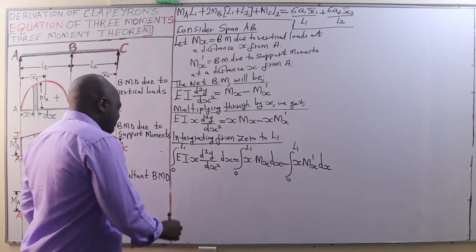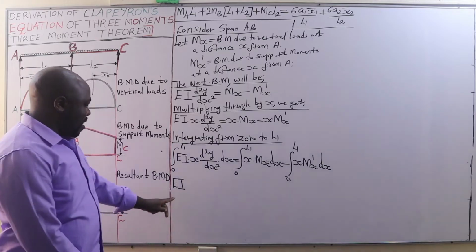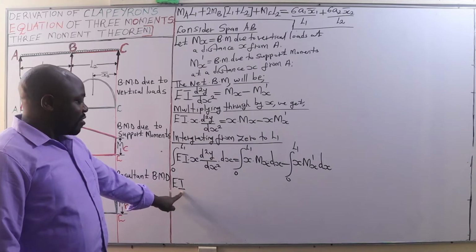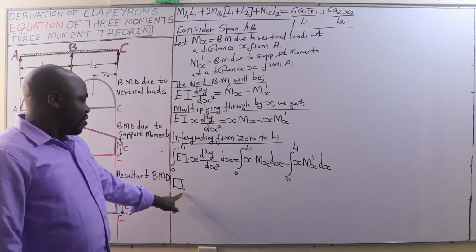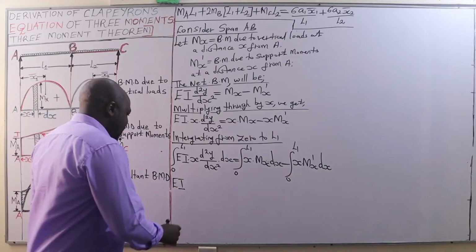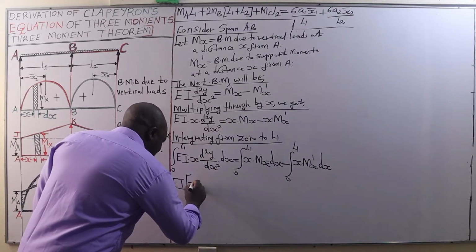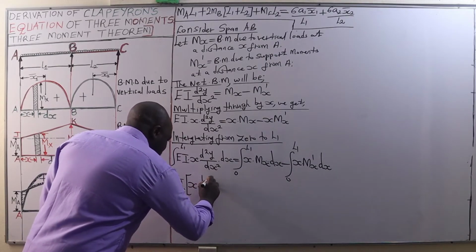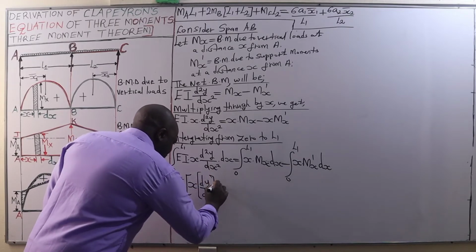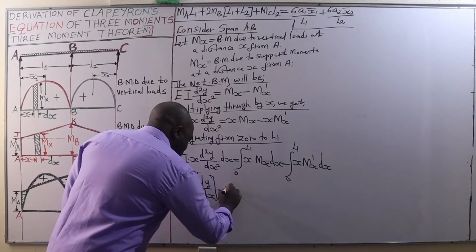Now, this is going to lead us to EI, and remember, E is the modulus of elasticity, I is the moment of inertia. The combination of the two, E multiplied by I, gives us what we call flexural rigidity. And therefore, this is going to lead us to EI into x dy/dx, and this is at B, minus y.